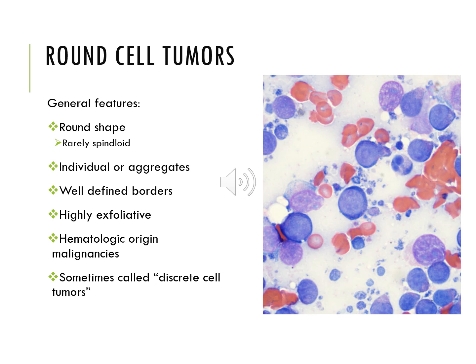They have well-defined borders. They tend to be very highly exfoliative, so they're very rewarding on cytology when we aspirate round cell tumors. They're hematologic in origin, and then they can also be referred to as discrete cell tumors. In ClinPath land downstairs, we tend to not call them that. However, some people do, and so if you ever hear that term, I wanted you guys to be aware of what that was referring to.